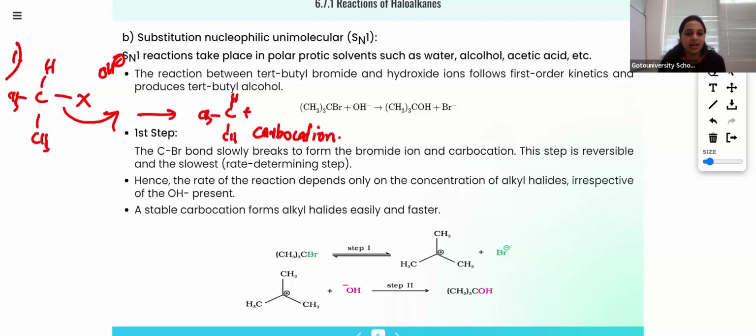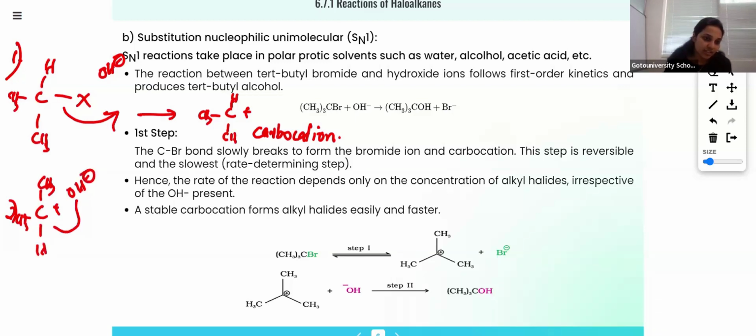Okay, so this is the carbocation. In the second step, the OH minus group comes into play. That is, the carbocation is attacked by the OH minus. This is the positively charged carbocation. OH minus is attacking the carbocation and they are forming CH3. Here hydrogen is still there and this will be the OH group.